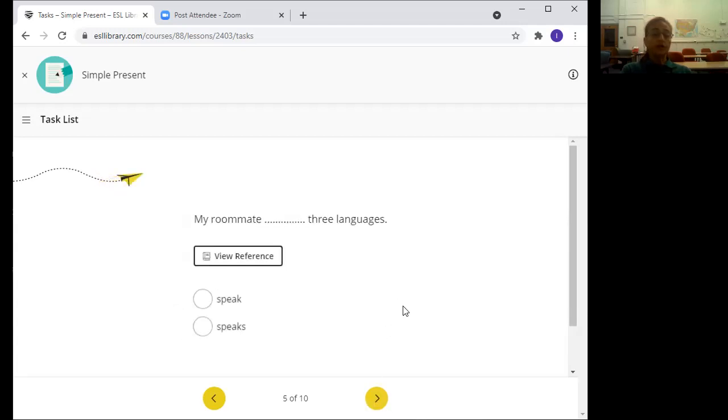All right, my roommate blank 3 languages. So which one is it going to be? Speak or speaks? Roommate is he or she, third person singular. So we're going to choose speaks. All right. They blank coffee every morning. What is it? They is plural. And of course, our choice is drink. They drink coffee every morning.